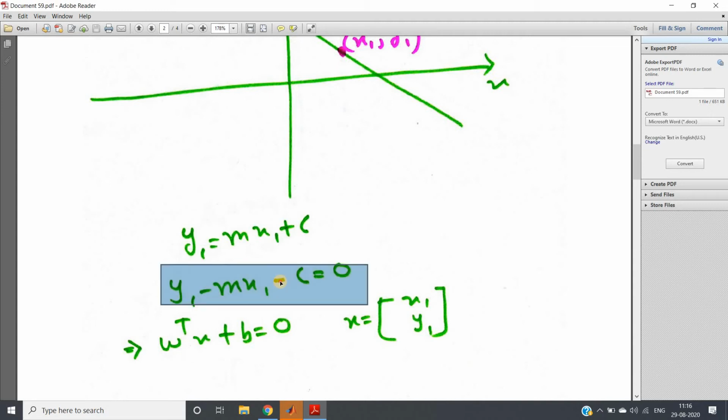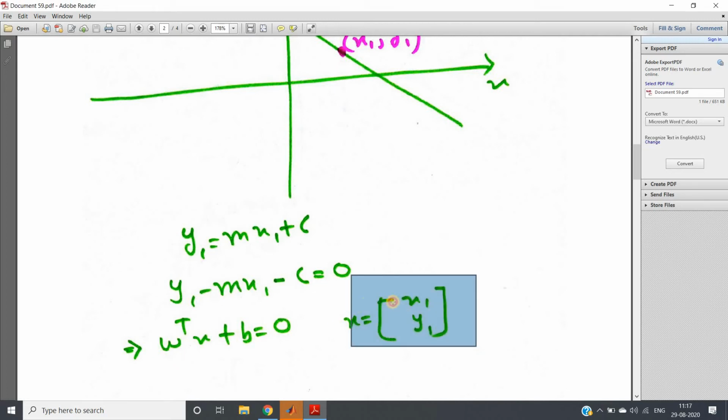Take all the terms to the left-hand side: y1 minus mx1 minus c equal to 0. Replace minus c with b, and y1 minus mx1 we can write like this: omega transpose x, where in this particular case omega is the same, minus m and 1. But x is nothing but x1, y1, that is, X is basically the matrix for this particular data point x1, y1.